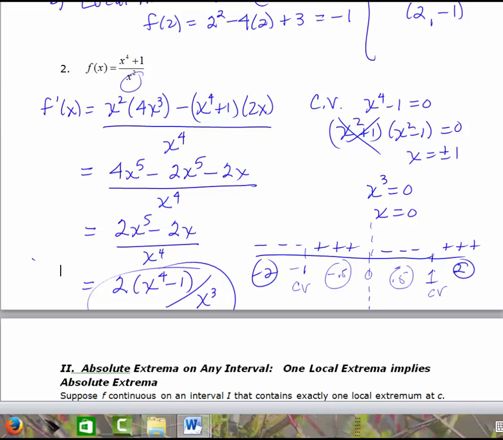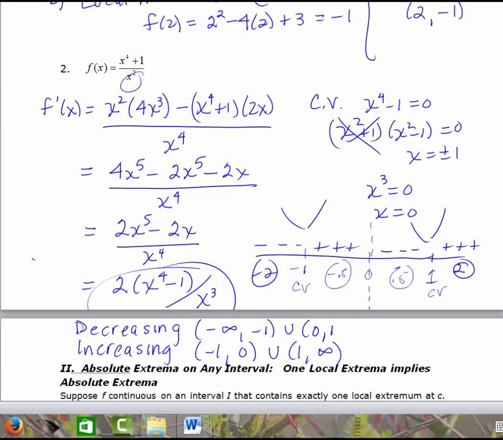So I know I have a local min at x equals -1. I don't have anything at x equals 0, that is a vertical asymptote. I have a local min again at x equals 1. I know the function is decreasing from -infinity to -1, and from 0 to 1. I know the function is increasing from -1 to 0 and from 1 to infinity. And so let's check these values on our calculator.